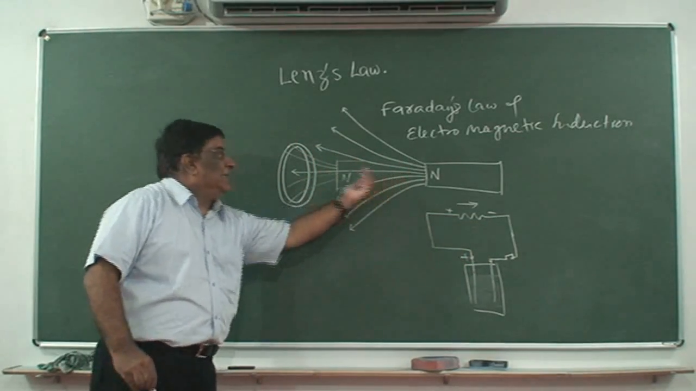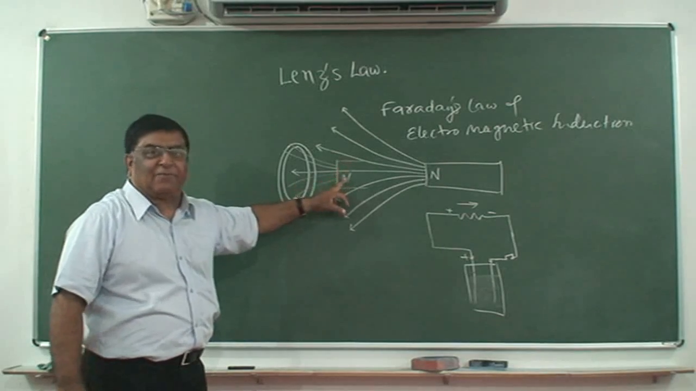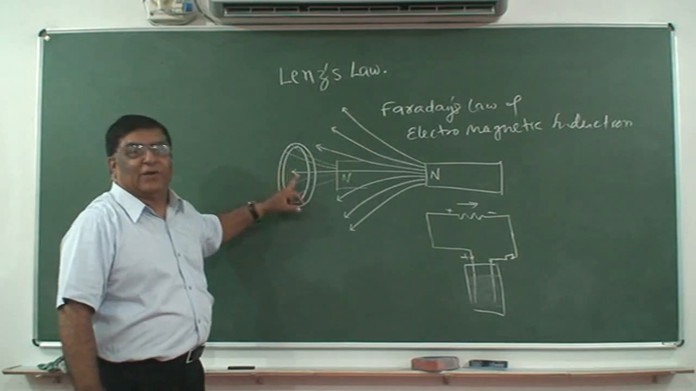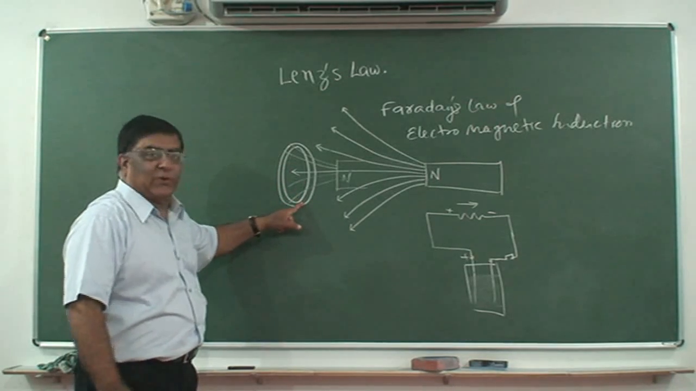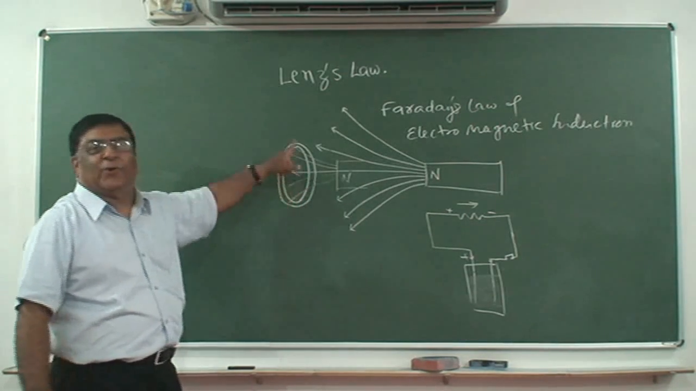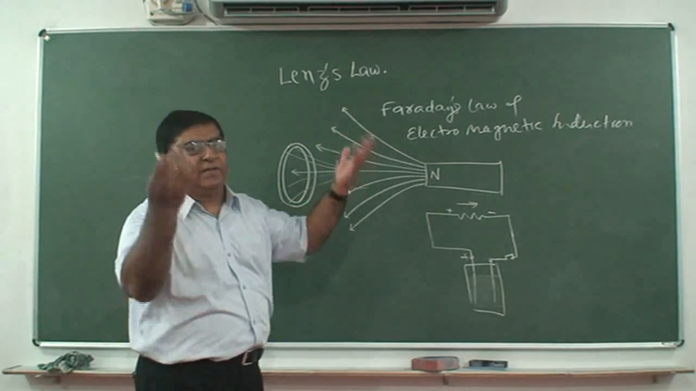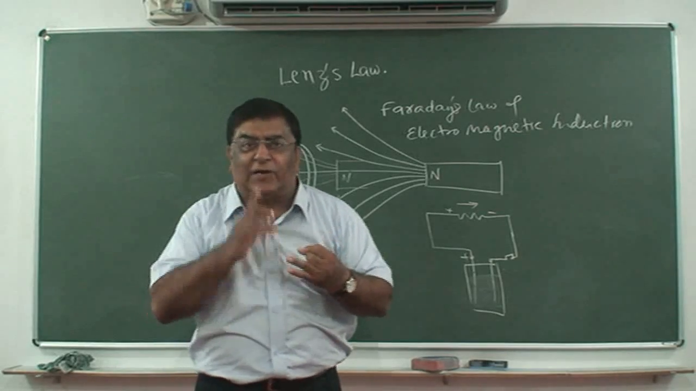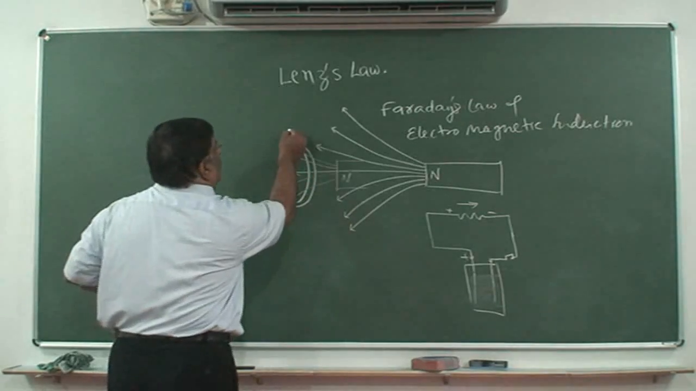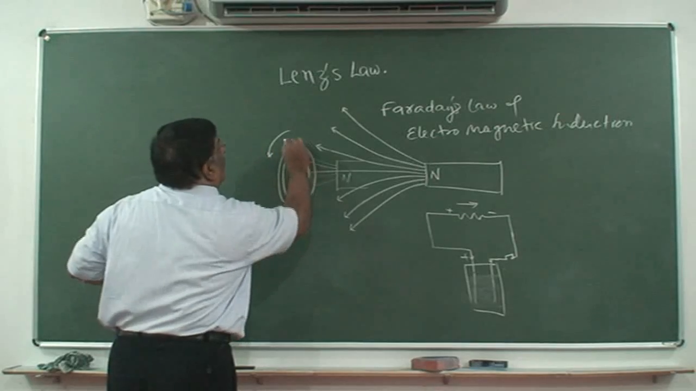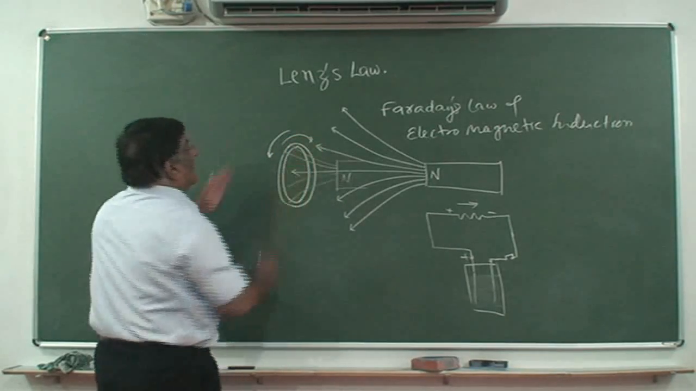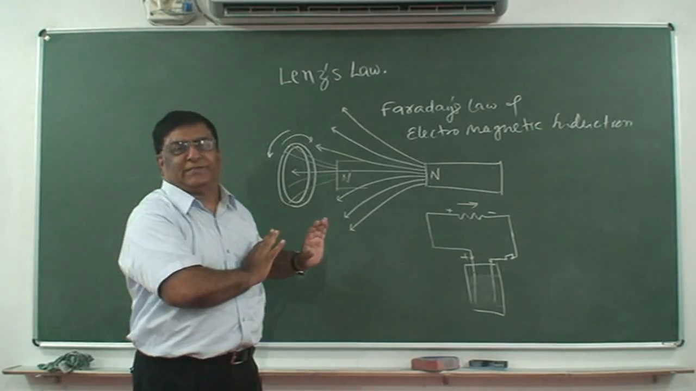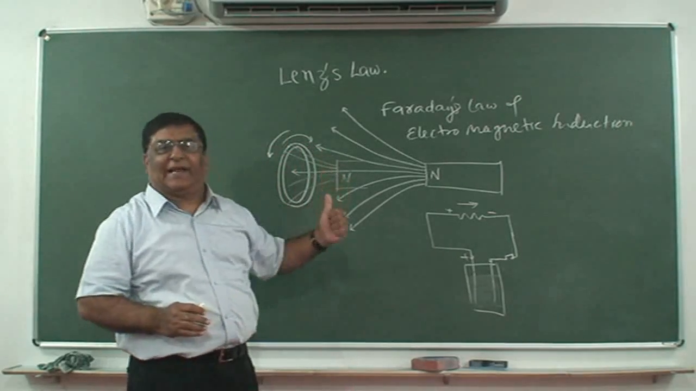Here, when we bring the magnet nearer, the magnetic flux increases and an EMF is induced in it, and because of that EMF, if the circuit is closed, then the current will start flowing in this. Okay, that is Faraday's law. We have already done it. Then what is Lenz's law? Lenz's law tells us whether the direction of current will be in this direction or in this direction. So Lenz's law speaks only about the direction of electric current.